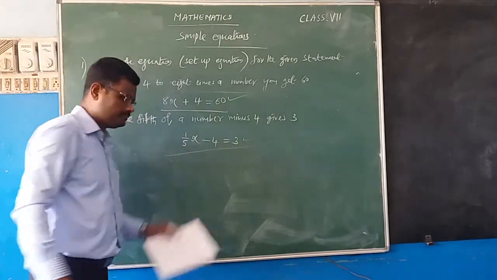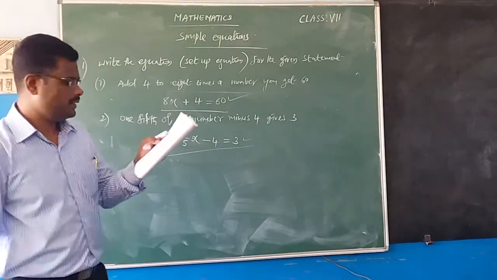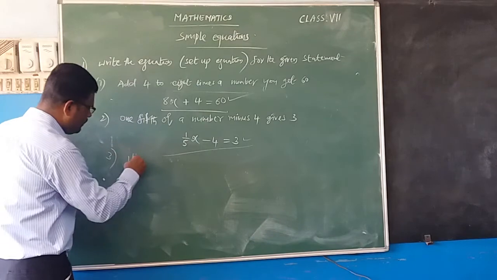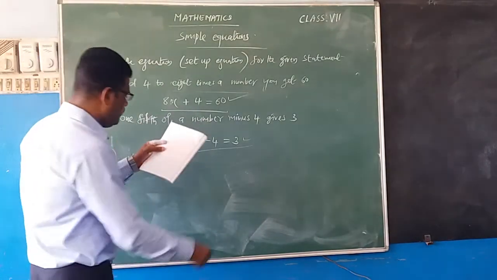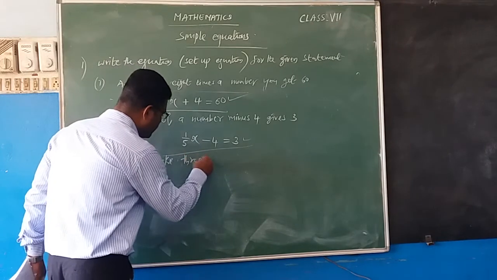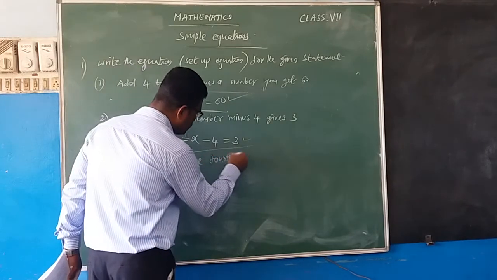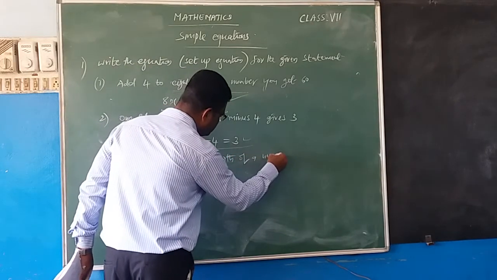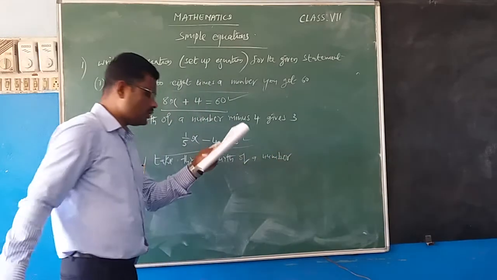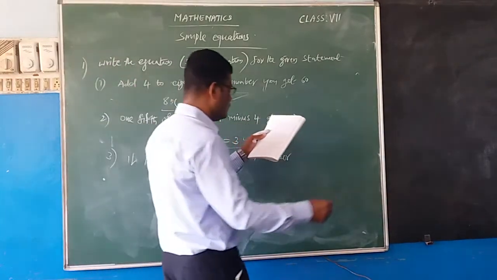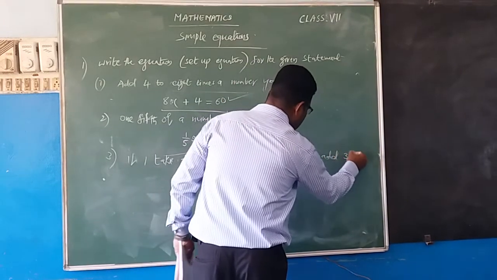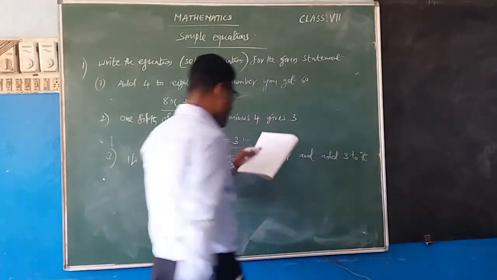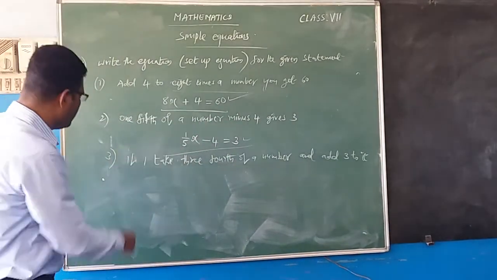Very easy. Third one. If I take 3/4 of a number and add 3 to it, I get 21.